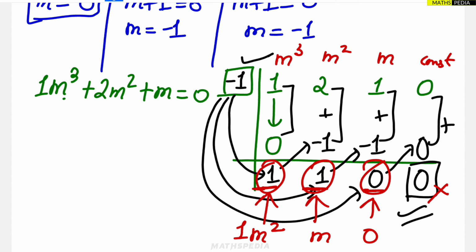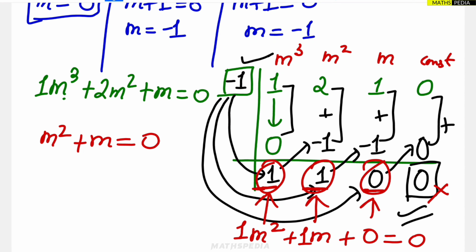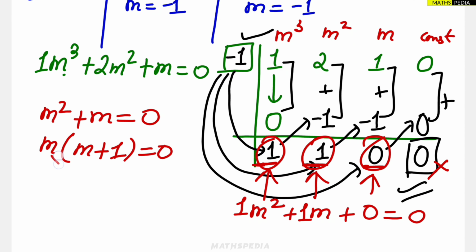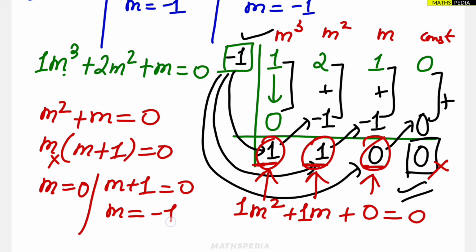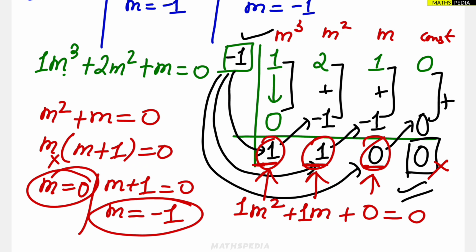So coefficient as 1, here also coefficient 1, here 0, equal to 0. So you can rewrite it as m square plus m is equal to 0. From this take m common, m into m plus 1 is equal to 0. This is multiplication factor. So m is equal to 0 and m plus 1 is equal to 0. From this m is equal to minus 1. So I hope you got it. So 0, minus 1 and this minus 1. This is how synthetic division is done.